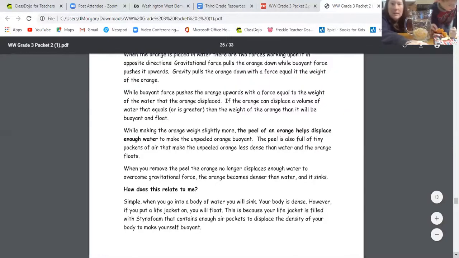Okay, thank you, assistant. When you remove the peel, the orange no longer displaces enough water to overcome the gravitational force. The orange becomes denser than water and it sinks. So I think I can go up and answer that question. You're welcome to pause me now, but I'm going to continue.